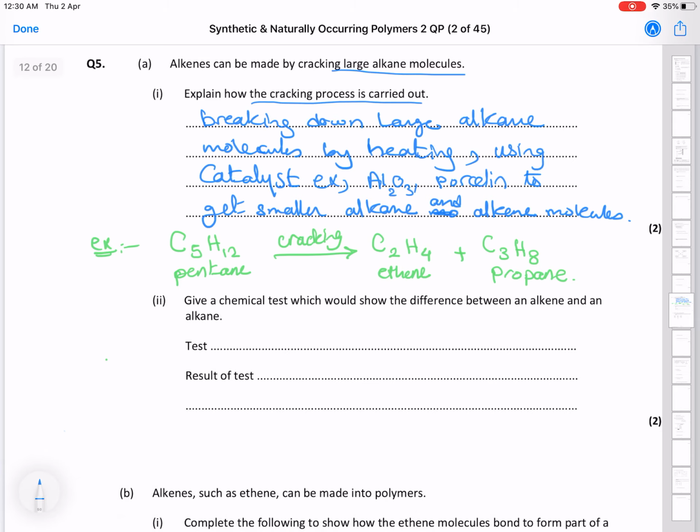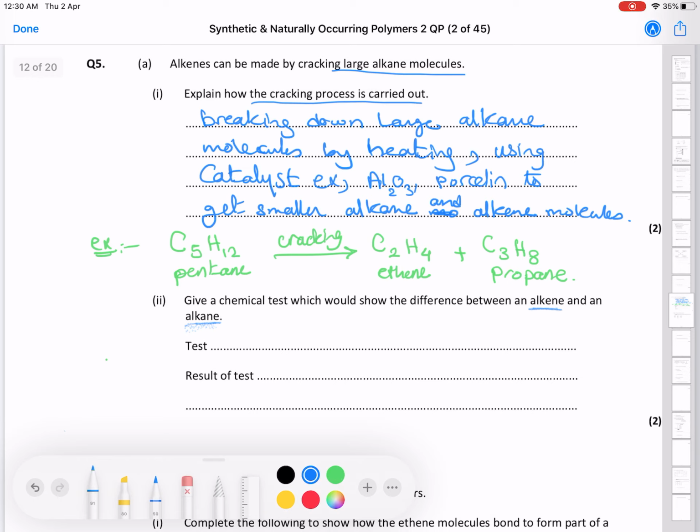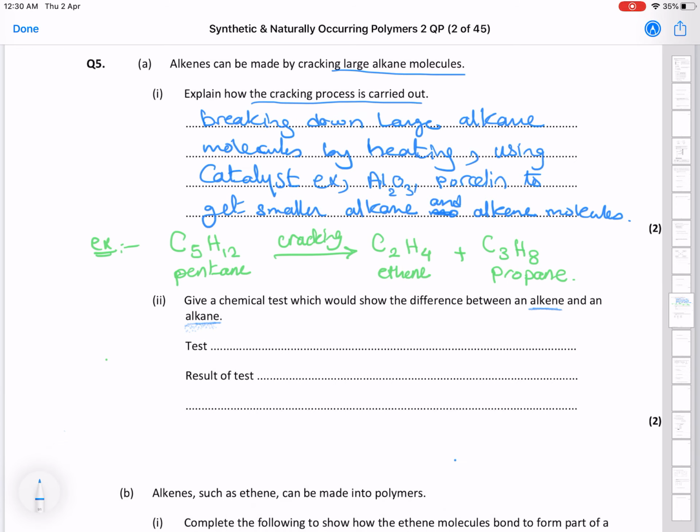Give a chemical test to show the difference between alkene and alkane. Well, the difference between alkene and alkane, this is really a test of unsaturation. So they want us to describe the test of unsaturation, and this test is by adding bromine water. Bromine water is a red-orange solution, as we all know the color of the bromine, okay?